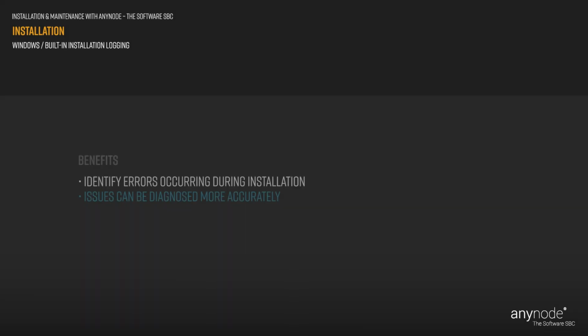Built-in installation logging. Anynode features built-in logging functionality during installation on Windows. Log files allow supporters and users to identify and address errors occurring during the installation process. By recording events, messages, and errors, issues can be diagnosed more accurately.